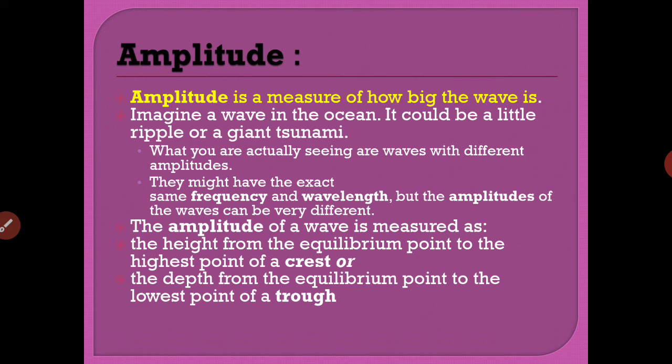Now we are going to discuss amplitude. Amplitude is the measure of how big the wave is. Means the distance from the mean position to the maximum crest or to the maximum trough, both. That is the amplitude. Means when we want to check how much is the height of the wave or how big the wave is, that is actually the amplitude: the height from the equilibrium position.